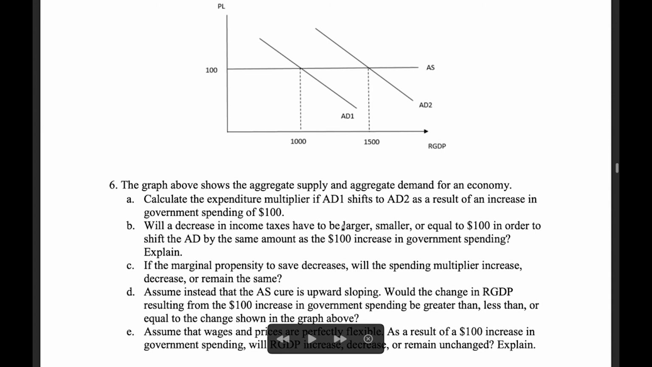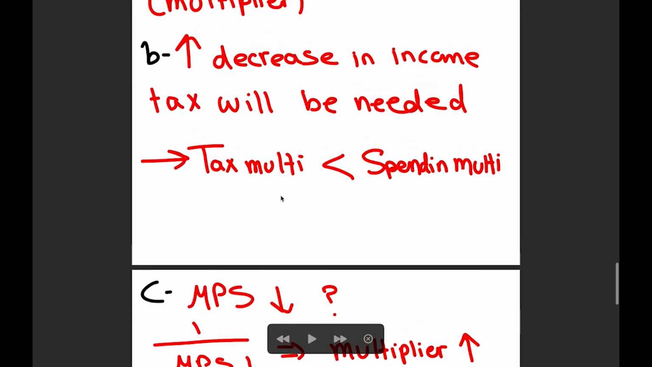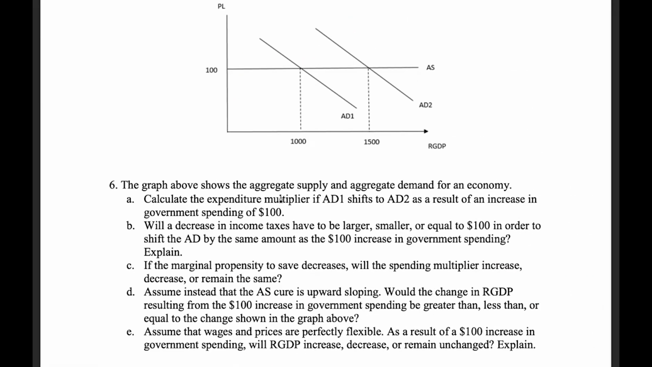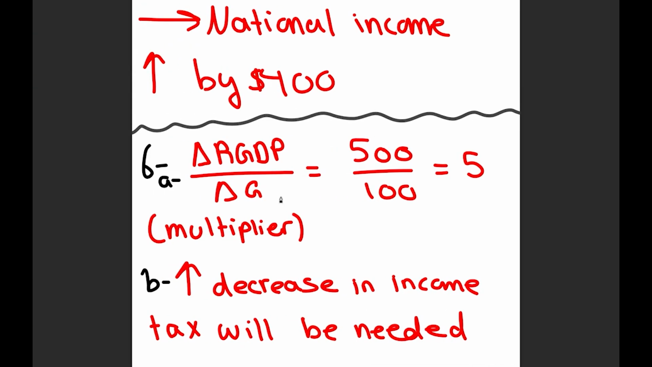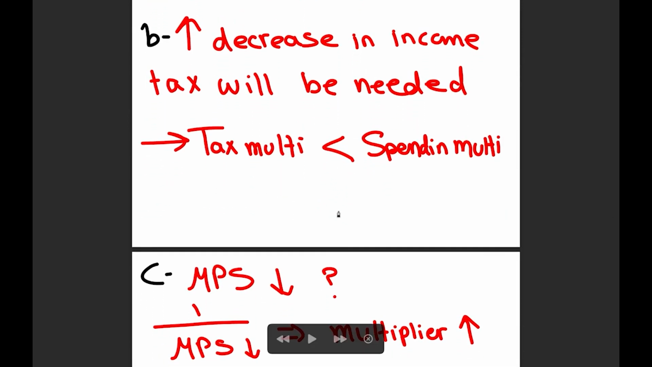Will a decrease in income taxes have to be larger, smaller, or equal to 100 in order to shift the AD by the same amount as a $100 increase in government spending? Explain your answer. This question sounds very familiar to number 4. So let's see what the answer is. The answer is a larger decrease in income taxes will be needed.